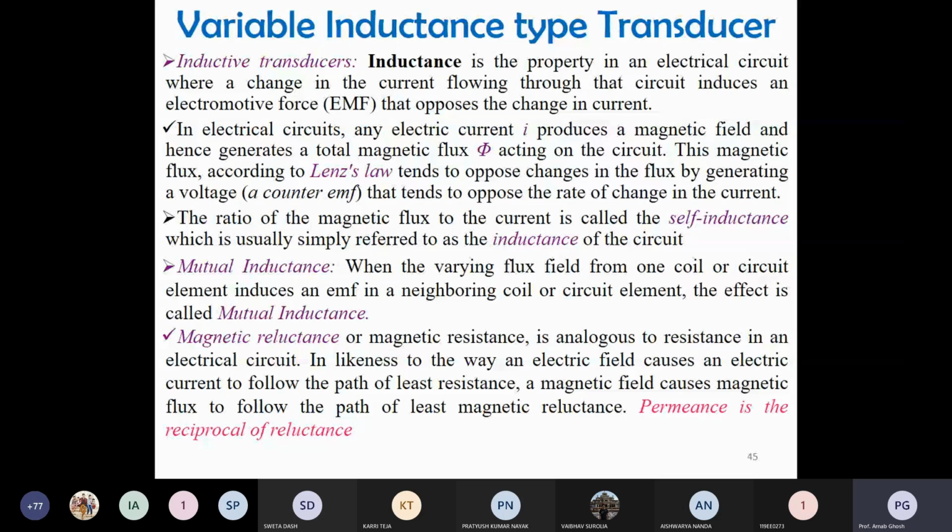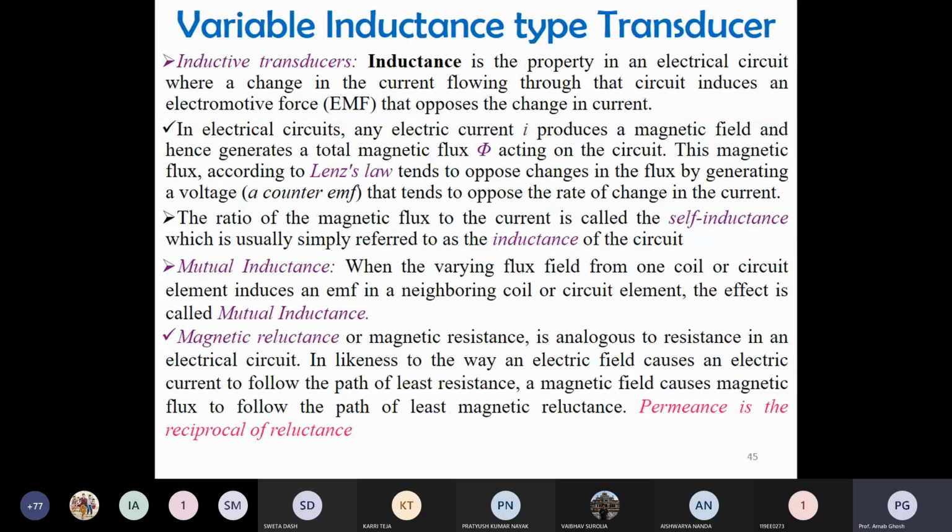Basically, transducers or sensors are normally designed for particular applications. Each individual transducer or sensor has its own individual applications. Here you can see the variable inductance type transducers.